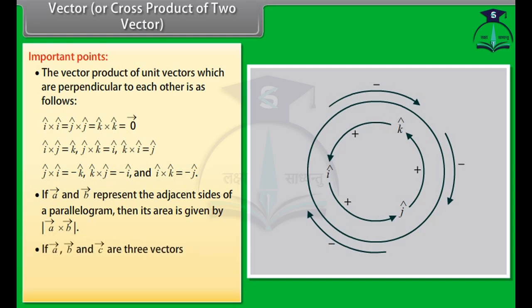If vectors A, B, and C are three vectors, then vector A cross vector B plus vector C equals vector A cross vector B plus vector A cross vector C.